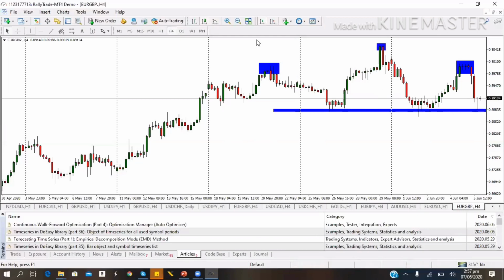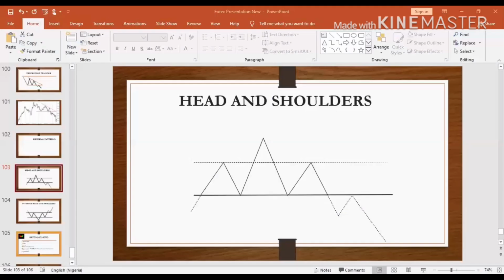So guys, that's it for this, a live illustration of what the head and shoulder pattern looks like. I used the euro against the Great Britain pound to explain. So when the market opens, look for opportunities to sell euro against the Great Britain pound. Wait for confirmation. So that's it for the head and shoulder pattern. Quickly, I'm going to be continuing with the discussion.